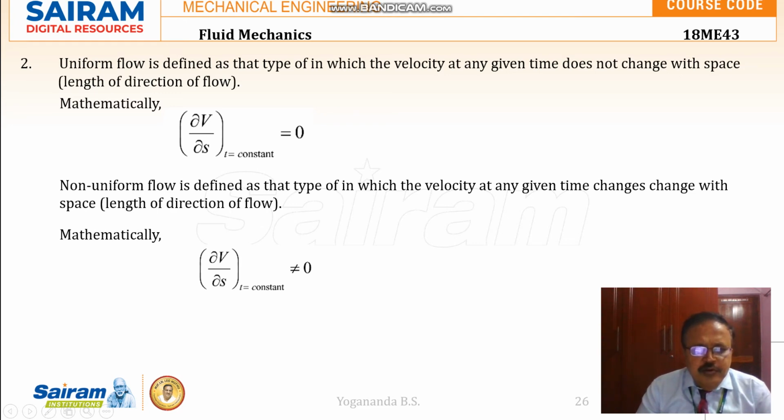Non-uniform flow is the type of flow in which the velocity at any given time will change with respect to the space. So mathematically del V by del S, with T constant, that is at a particular time, is not zero. Considering the entire length of flow direction, velocity will keep on changing from one point to another at that particular point of time. If there is change in the velocity, then the flow will be called non-uniform flow.